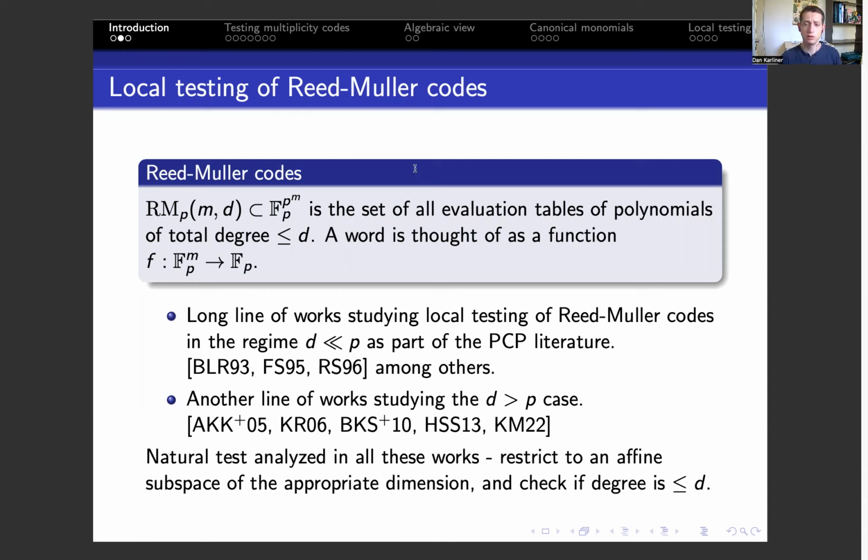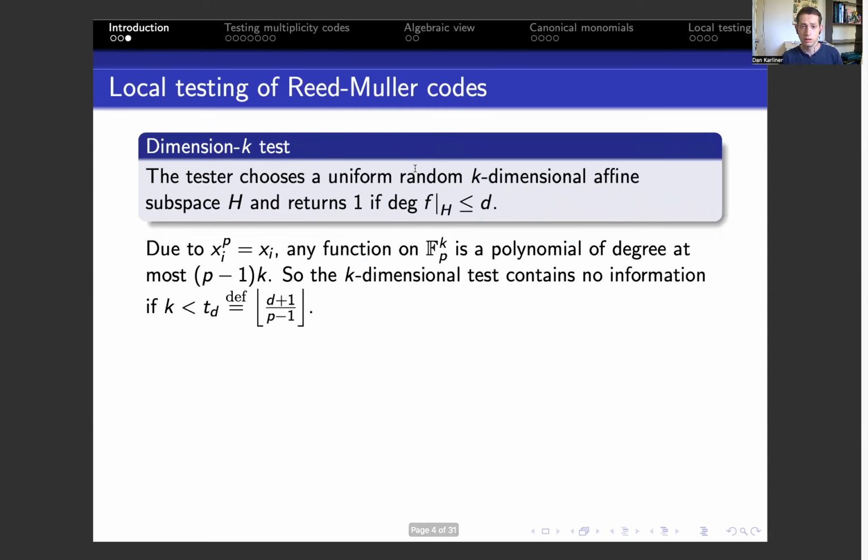There are two long lines of work studying this local testing problem. One of them in the low degree case as part of the PCP literature, and another line of work in the higher degree case. All of these works basically analyze the same test, which says, pick a random small dimensional affine subspace, restrict to it, and check if the degree when restricted to it is also smaller than d. We call this the dimension k test, or k-dimensional test. And we just pick a uniform k-dimensional affine subspace.